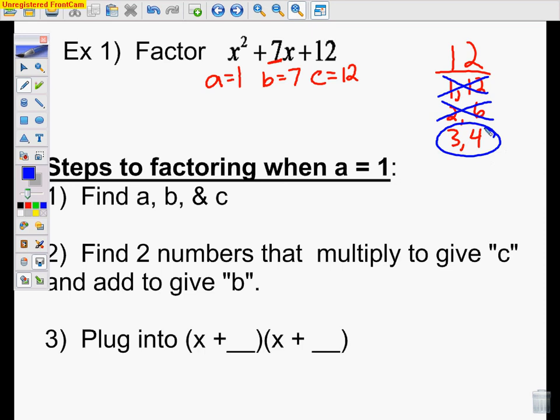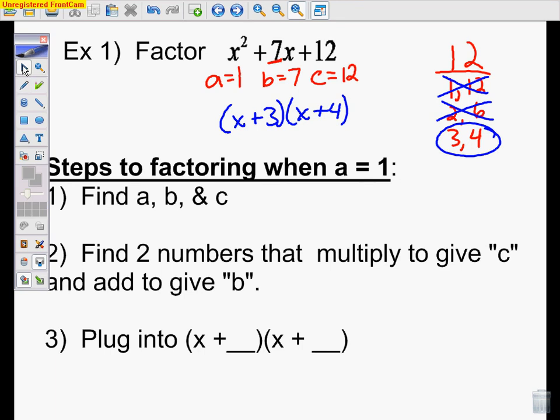So, after you have that, you're going to go to step 3. You're going to plug in to x plus the first factor times x plus the second factor. So, all that'll look like is x plus 3 times x plus 4. And there you go. You factored this.